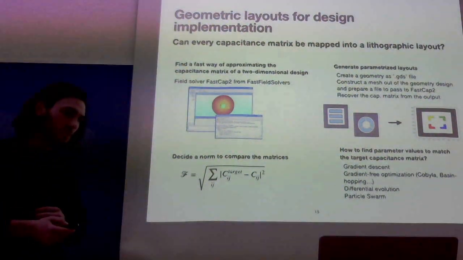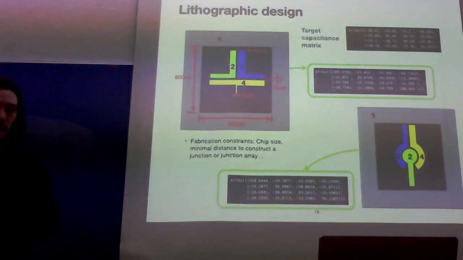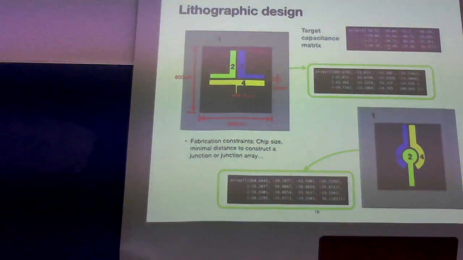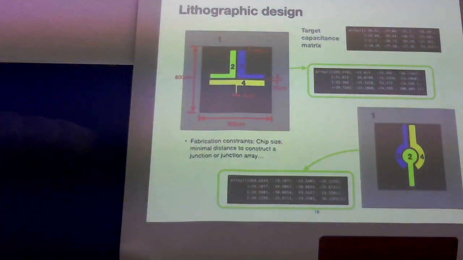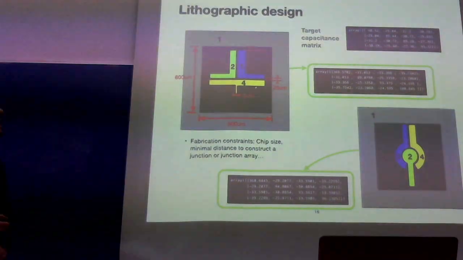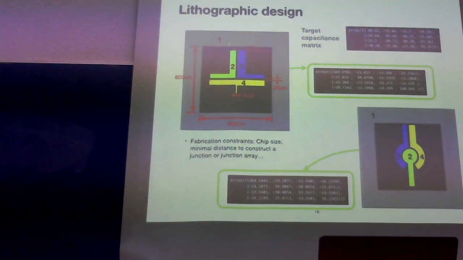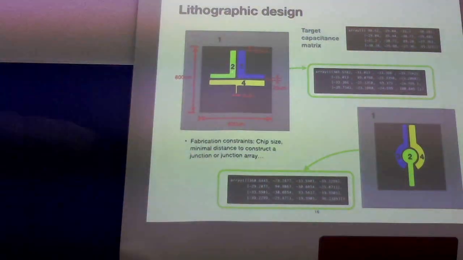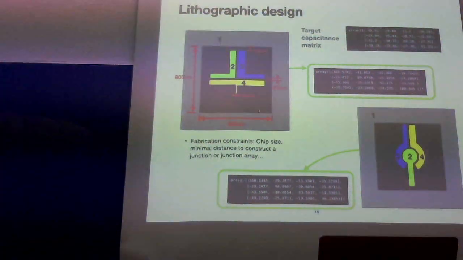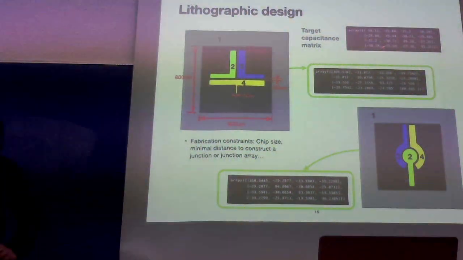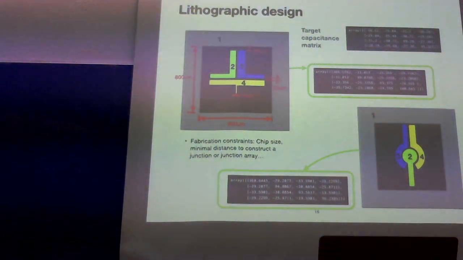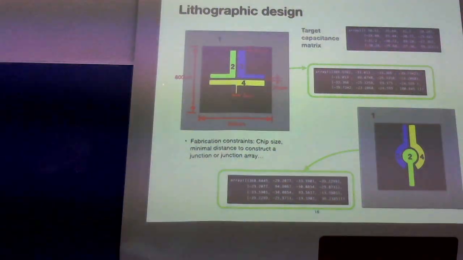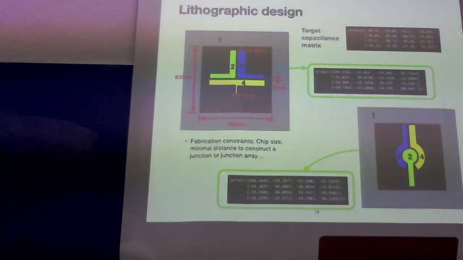So for this device I showed you before, we've been working a bit on that. This is basically the target capacitance matrix we want to obtain. And these are two of the parameterized layouts we've been using. Essentially here we have 3 islands and 1 island which is surrounding all of them. Here we can vary the width of these arms, the length of the arms, but of course we have to take into consideration the fabrication constraints. We cannot introduce a junction if the space between islands is smaller than 20 micrometers. Also, we included the chip size that they can work on, which is 800 micrometers.